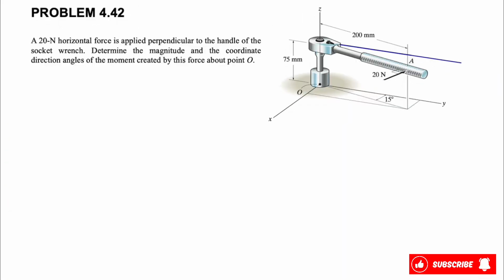Okay, welcome back guys. We have a question from chapter 4, where a 20 Newton horizontal force is applied perpendicular to the handle of the socket wrench. We need to determine the magnitude and the coordinate direction angles of the moment created by this force about point O. As always, the main thing that we need to figure out in this question is the moment about O. And for that, we need to find the position vector and the force in vector form to find the moment about point O.